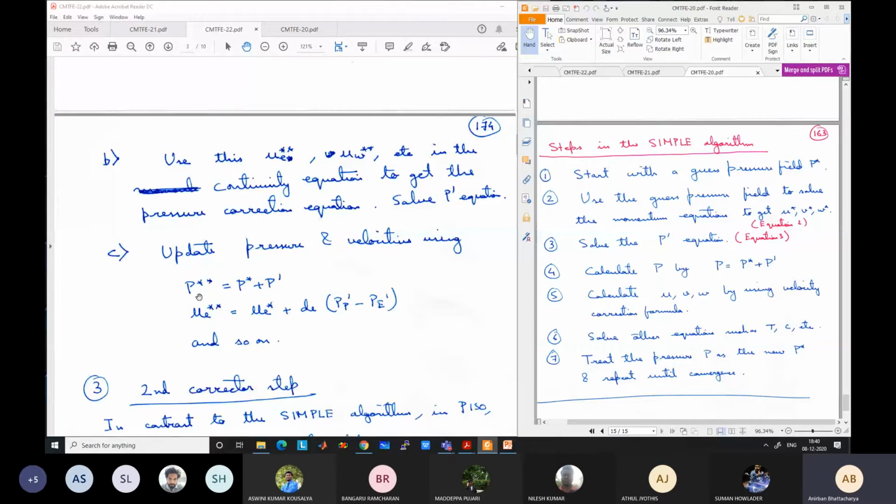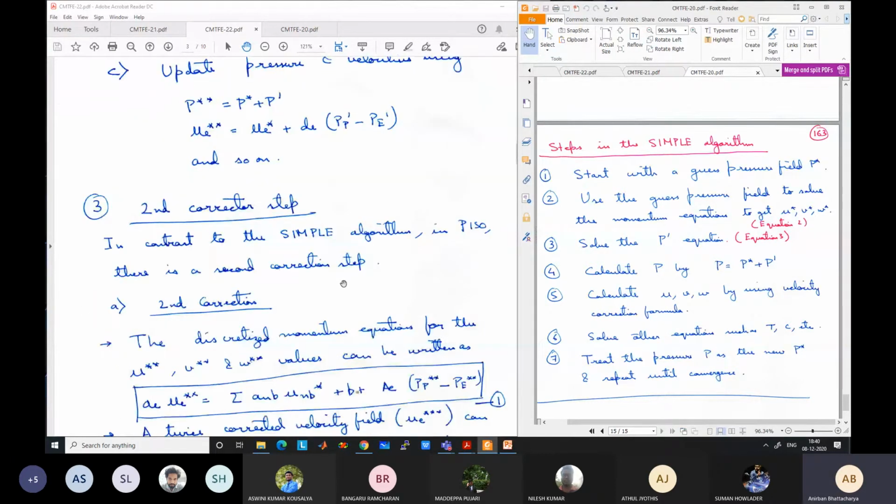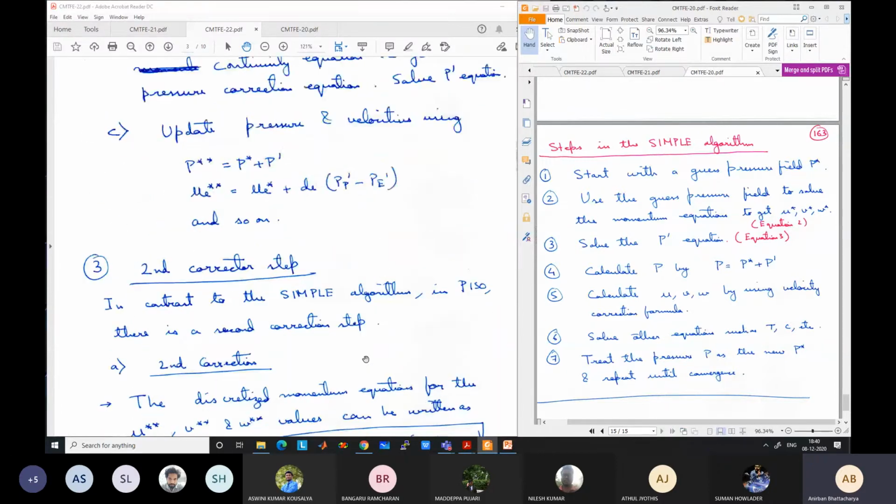But now instead of going for the next iteration, we will continue in the same iteration. We will devise another correction equation now. So how to devise the second correction equation? Based on the exact previous logic that we have used, the same logic we are going to use to devise another correction equation.